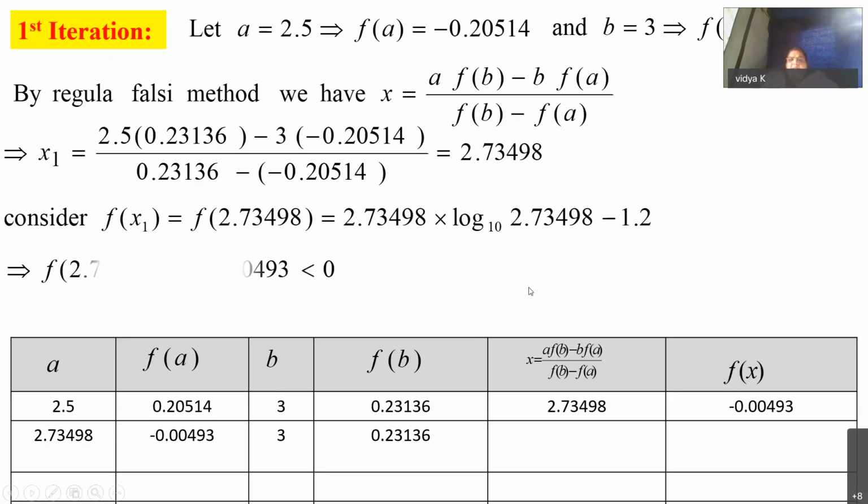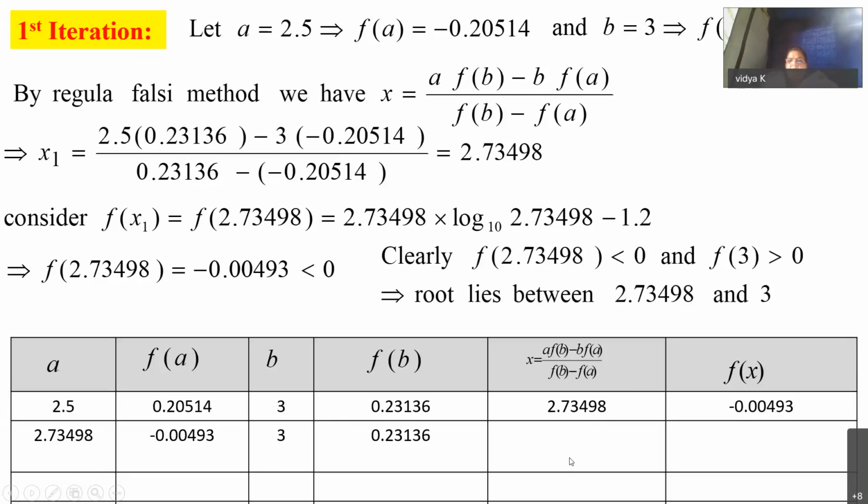Simplify using calci, you get negative. So I wrote here. So if this is negative, and where it is positive at 3, therefore I neglected this. Better than 2.5, I can replace by this new value now. So and its functional value. So x becomes a, f of x becomes f at a. B I retain because one should be negative, another should be positive.